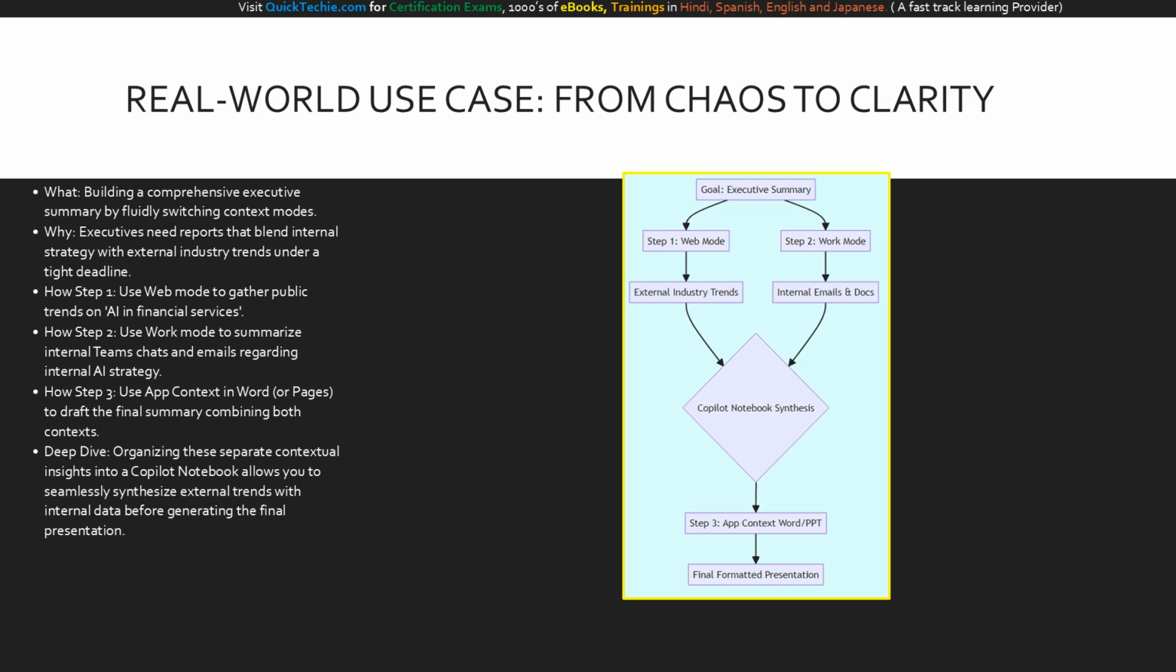This final flowchart maps our masterclass use case. The goal at the top triggers two parallel actions. Step 1 uses web mode for external trends, while Step 2 uses work mode for internal emails. These two massive data streams funnel seamlessly into the Copilot Notebook Synthesis Hub, where the AI aligns your internal capabilities with market trends. From there, we flow into Step 3, applying the app context of Word or PowerPoint to structure the data, resulting in the final formatted presentation at the bottom. This is the true power of commanding Copilot's context.